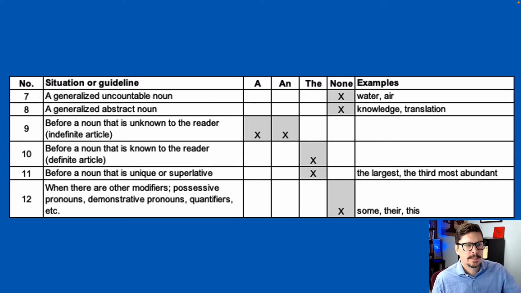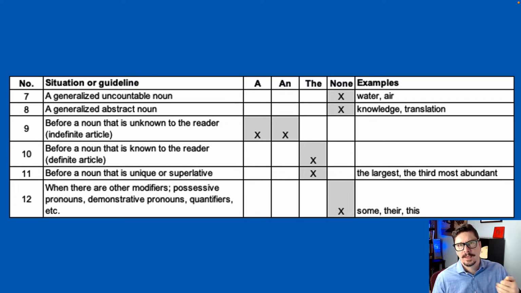Situation or guideline number 9 is before a noun that is unknown to the reader, you're going to use a or an. This is also referred to as the indefinite article. Now combine it with Rule 10. Before a noun that is known to your reader, use the. Situation 11 is before a noun that is unique or superlative, you would use the.